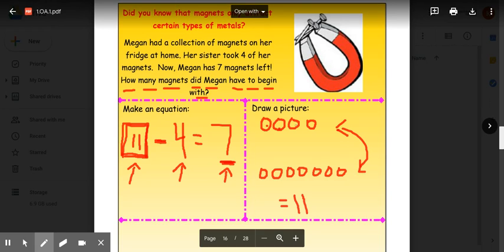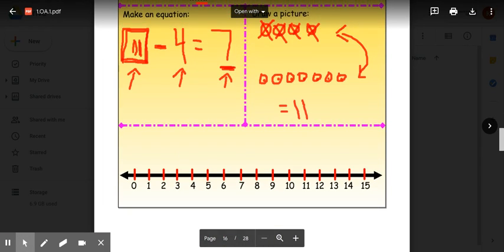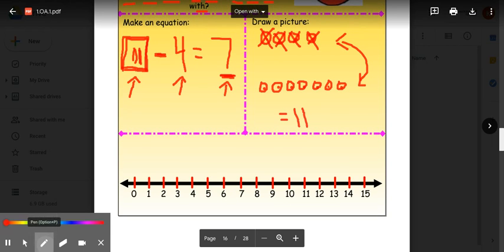1, 2, 3, 4, 5, 6, 7, 8, 9, 10, 11. So all together I have 11 magnets. These are the ones that her sister took away, and these are the magnets that she had left. Altogether, she had 11 magnets. I can also use a number line to solve. So now I want you to pause the video and solve this equation using a number line.